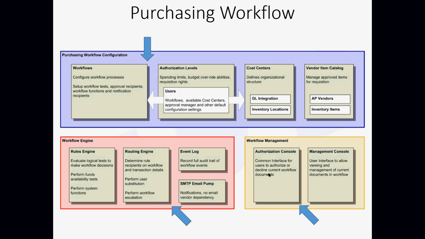So the next step is just talking about the purchasing workflow itself. And really what we're saying is that there's three different phases or three different functions inside of these workflow systems. One is the configuration, where we set up the actual workflows and where everything has to go as far as approvals, where we set up authorization levels by the users and link users to workflows to cost centers, right?